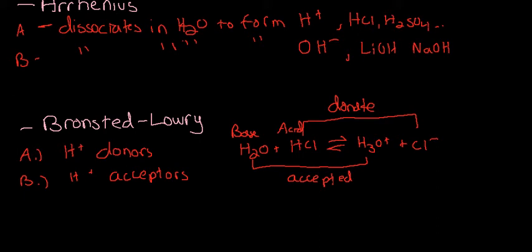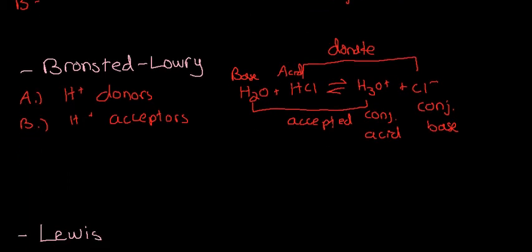So on this side, we say that H3O plus is our conjugate acid, and similarly, this chloride ion would accept an H plus to become HCl, so therefore we say it is our conjugate base. Let's show you next how water can act as an acid.